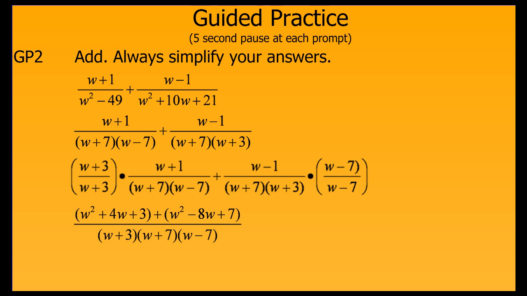Now we actually go ahead and multiply this out and then write it as one fraction with the common denominator. When we multiply the quantity w plus 3 times the quantity w plus 1, we get w squared plus 4w plus 3. When we multiply the quantity w minus 1 times the quantity w minus 7, we get w squared minus 8w plus 7. So what do we do next? Next, we combine like terms in our numerator to get this. Are we finished?